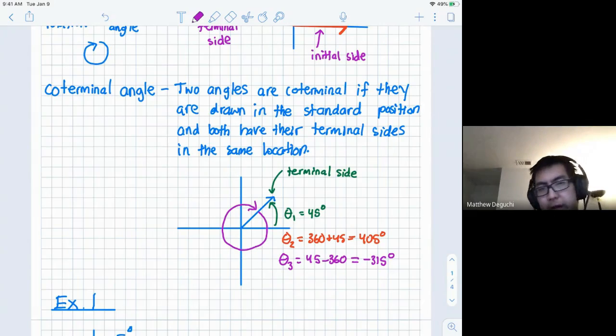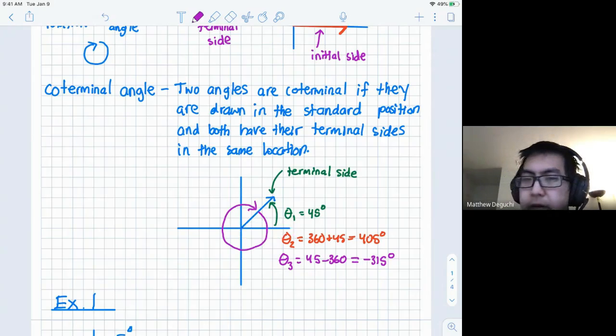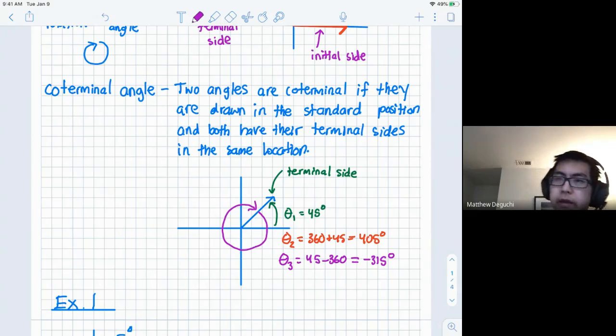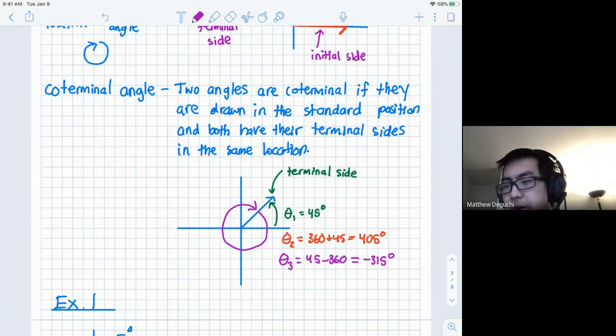So just to recap for you guys, two angles are coterminal if they are drawn in the standard position. Standard position just means they all start from the initial side. And both of their terminal sides are in the same location. So basically, if two angles end up in the same terminal side, then those are what you call coterminal angles. And to find coterminal angles, you either add by 360 to the given angle, or you can subtract by 360 to find your other angles.